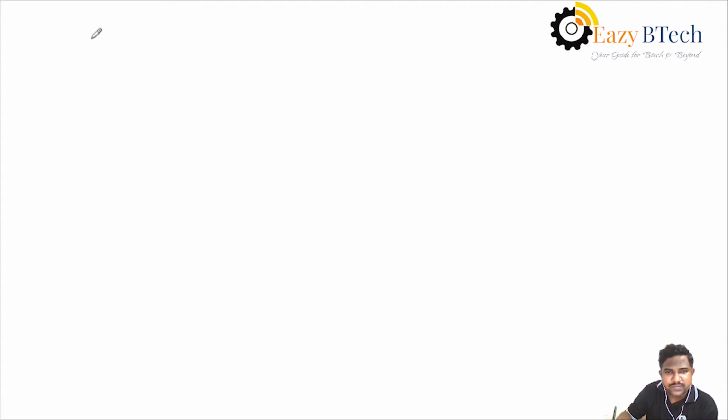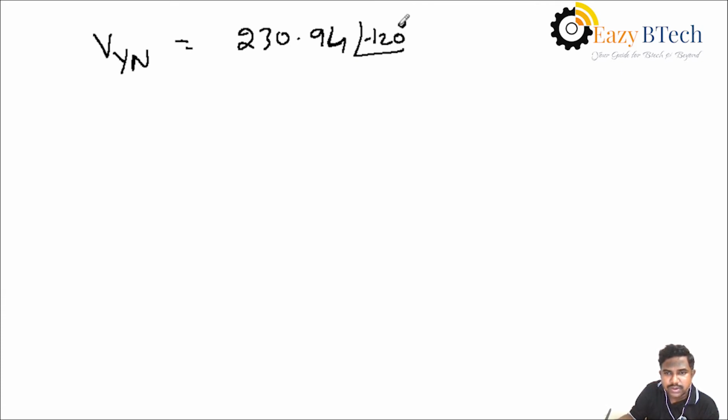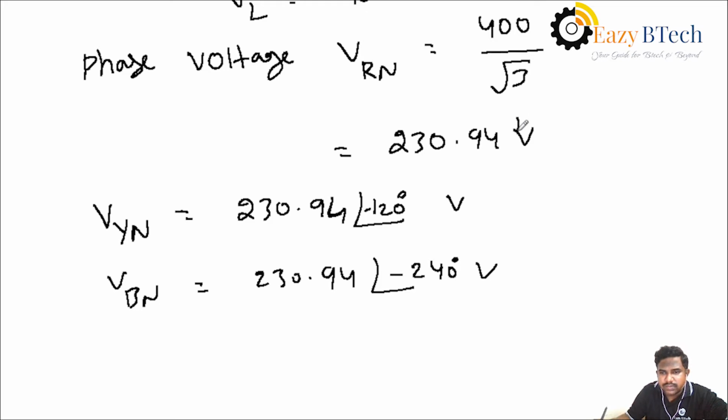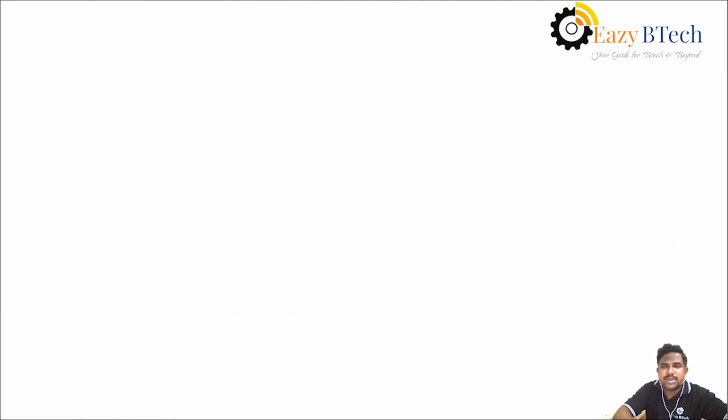We know the given supply is a balanced supply. That's why all supply voltages are equal, but displaced by 120 degrees from each other. Similarly, VYN is 230.94 at an angle minus 120 degrees, and VBN equal to 230.94 at an angle 240 degrees. Here VRN is the reference voltage, that's why it is at 0 degrees. These are the values of the supply phase voltages.